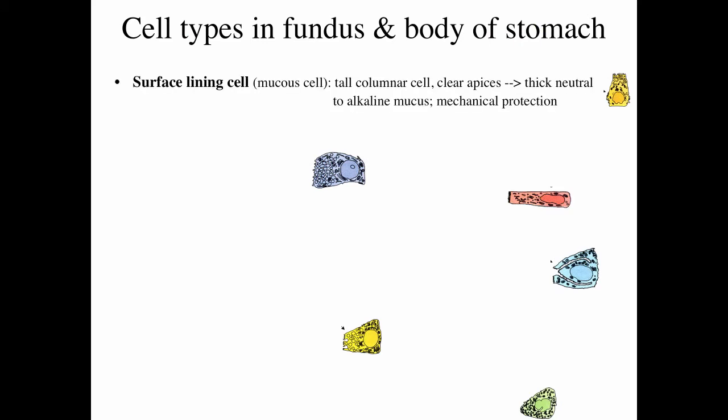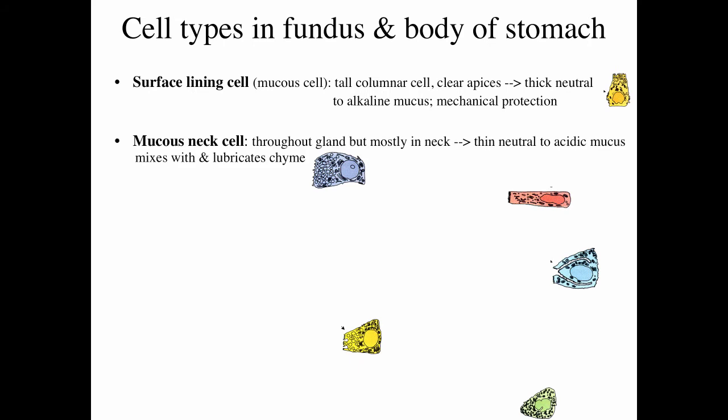The surface lining cell, shown diagrammatically like this, is a mucus secreting cell. It's a tall columnar cell. The apices tend to be relatively clear. It secretes a thick neutral to alkaline mucus, and this offers mechanical protection to the epithelium in the stomach. Also, there will be some antibacterial substances in that thick mucus.